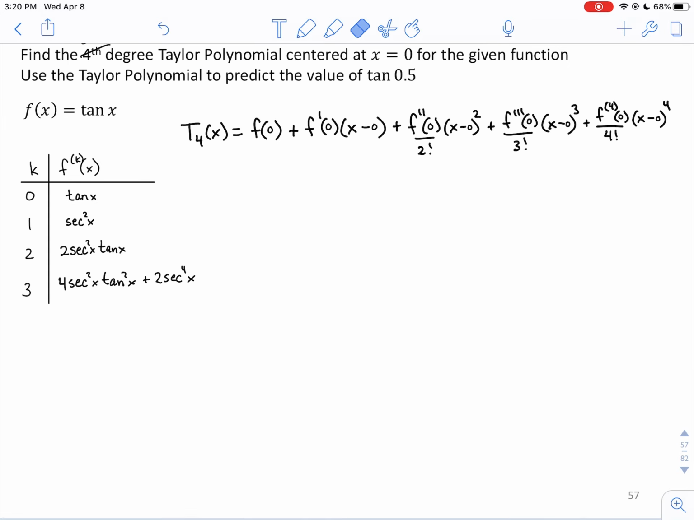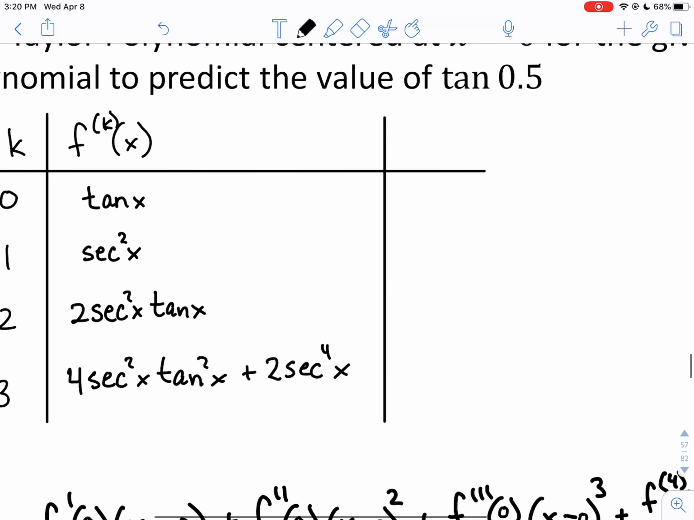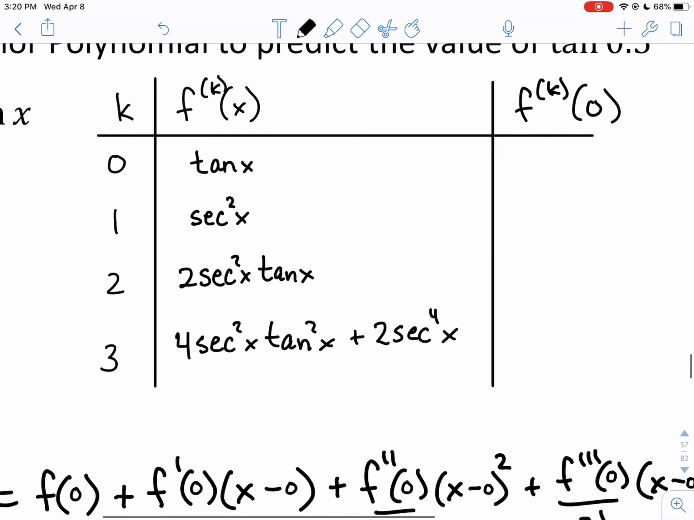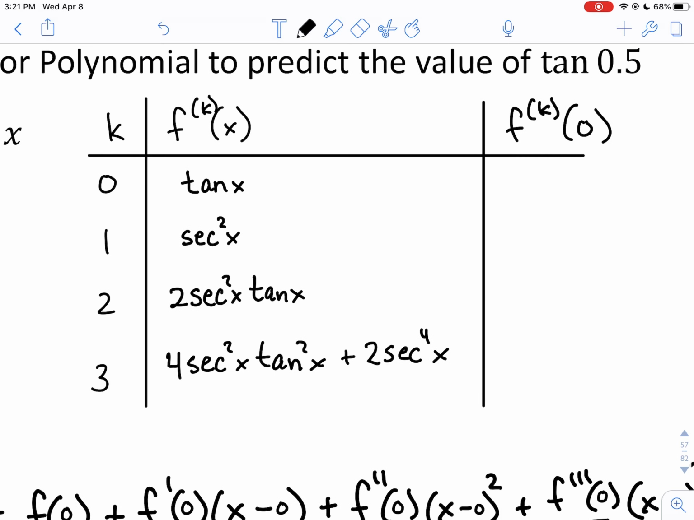I need to add another column to this though, so I'm going to do some rearranging again of my work. And in this last column will be the kth derivative of the function evaluated specifically at 0. Okay, now we plug 0 into all these derivatives. So tangent of 0 is 0. Secant of 0 is 1, and then square that, stays 1. Tangent of 0 is 0. This 0 right here is just going to kill this whole thing and make it all 0. Tangent of 0, that's a 0. So that's going to make all that there 0. But secant of 0 is 1. Raise it to the fourth is still 1, times a 2.